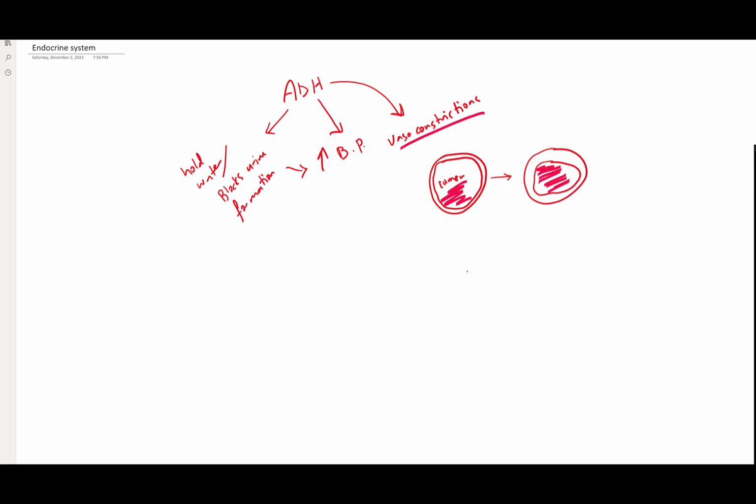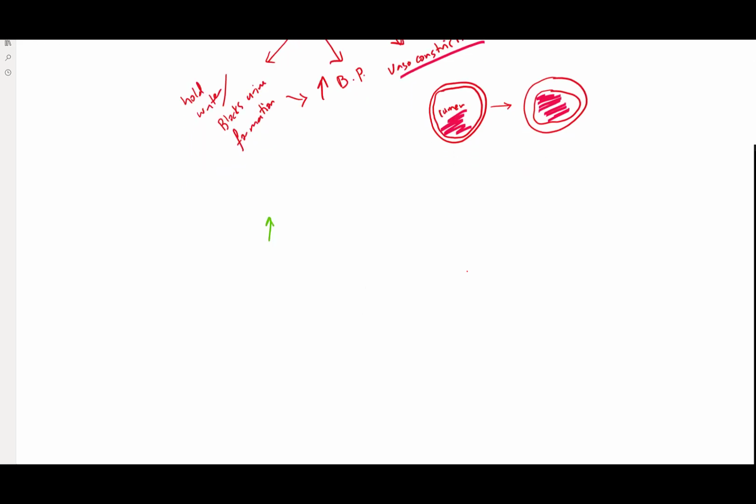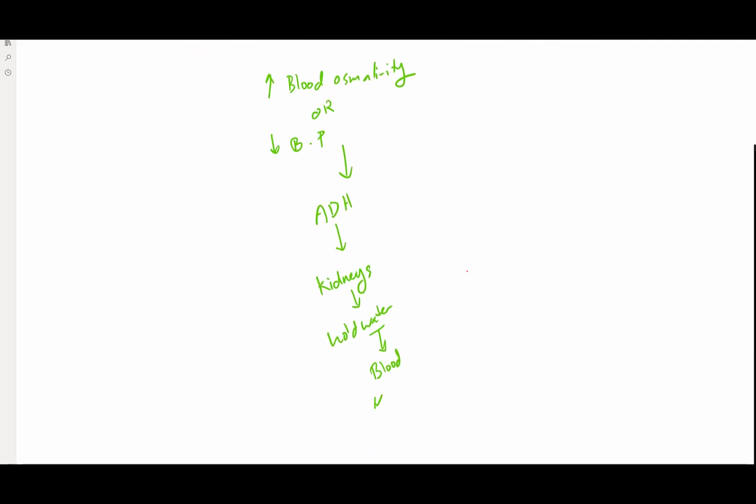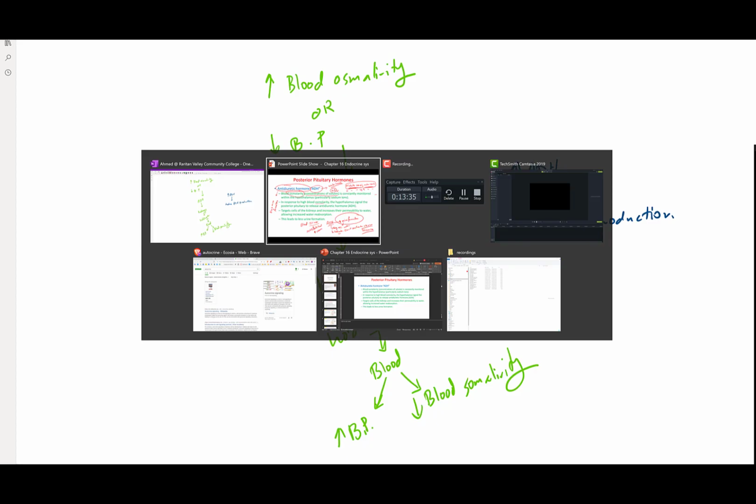So think of ADH like this: in case we have high solute concentration, high blood osmolarity, or low blood pressure, ADH is secreted and targets the kidneys, asking them to hold water. This water goes back to the blood and therefore either increases the blood pressure or reduces blood osmolarity. So this is the mechanism of ADH. Now, ADH itself acts on negative feedback. High levels of ADH mean reduced ADH production, so ADH is negatively regulated.